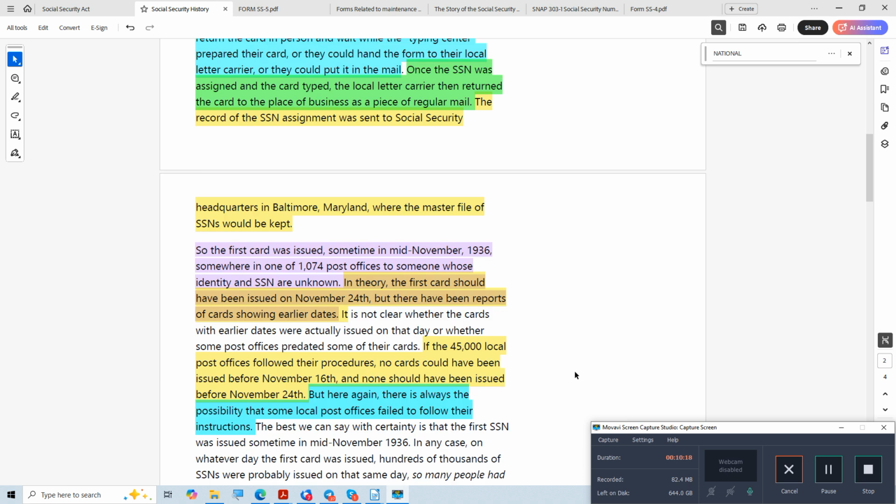If the 45,000 local post offices followed their procedures, no cards could have been issued before November 16th, and none should have been issued before November 24th. But here again, there is always a possibility that some local post offices failed to follow their instructions.